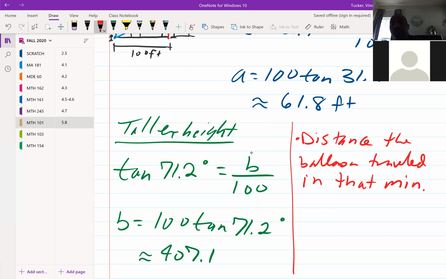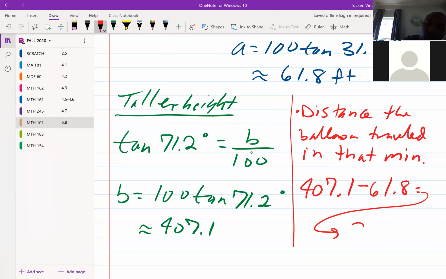So now to calculate the distance the balloon traveled in that minute, we would do 407.1 minus 61.8, and that would be 345.3 feet.